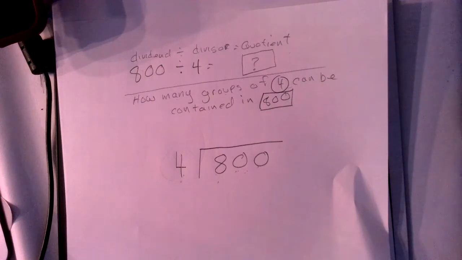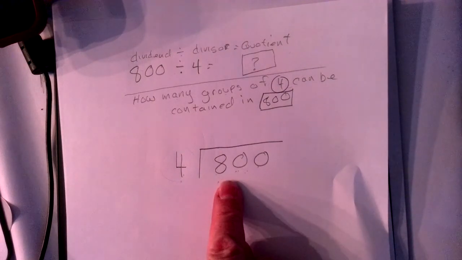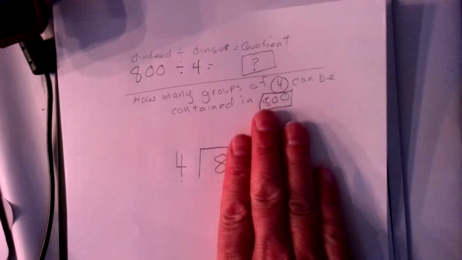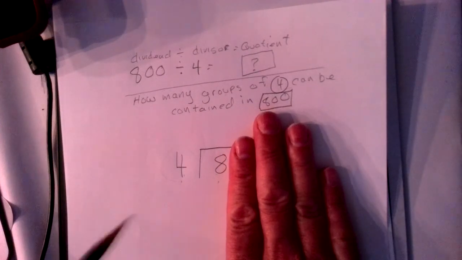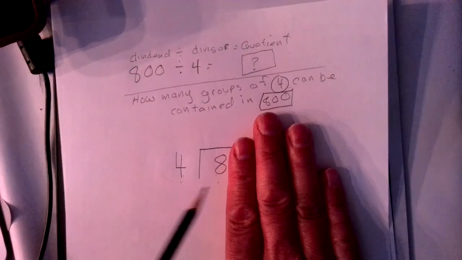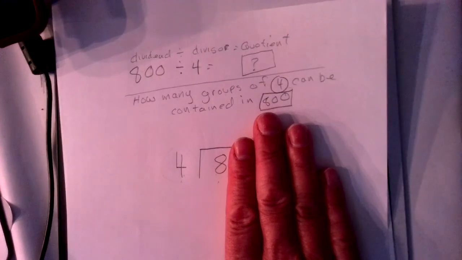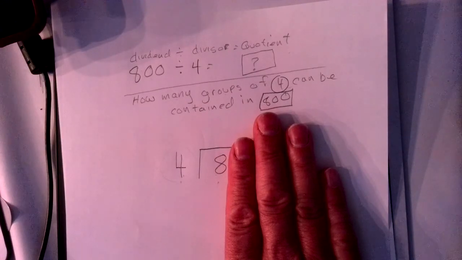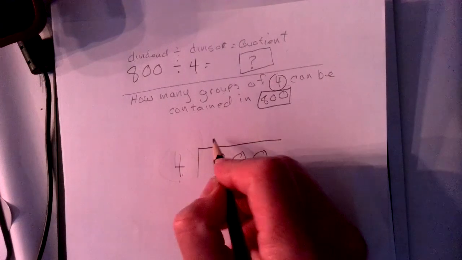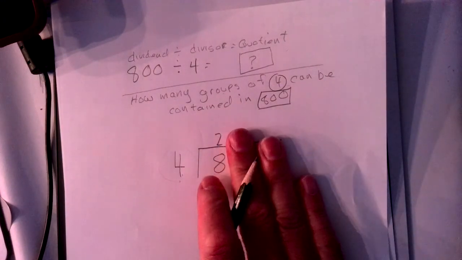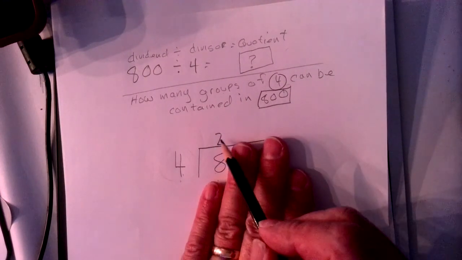So you can start thinking about this number as if these 2 zeros weren't there. You know how many groups of 4 are in 8 already. How many groups of 4 are in 8? Well, there's a couple ways you could think about it. You could just think of 4 plus 4 is 8, or 4 times 2 is 8, to figure this out, and then just put a 2 up there. And that works, especially because it's right above that 8.